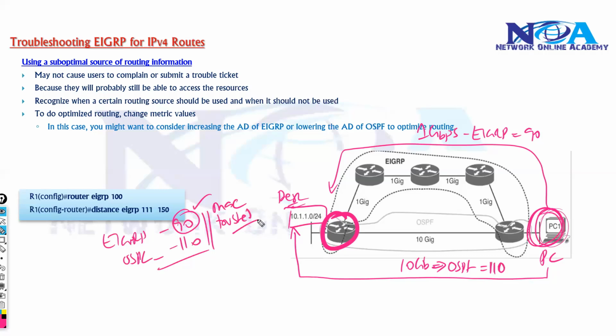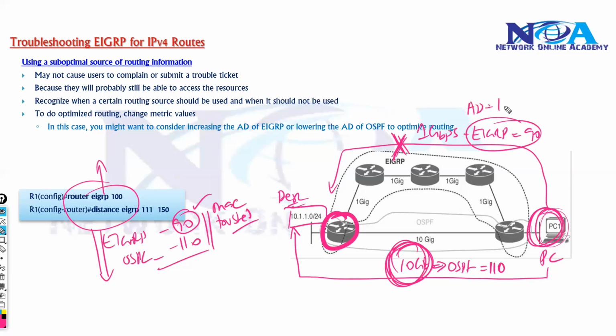Sometimes whatever best route is calculated by the routing protocol may not be the actual best path. Because if you see here, you may want to prefer this 10 gig link, not this EIGRP link. Maybe you don't want to use this. So in this kind of scenario, we can go ahead and modify the administrative distance value. Here, I can say that the EIGRP AD value should change to 111, something higher than this. That will ensure that when the router installs the route in the routing table, it installs these OSPF routes, the 10 gig link routes, and it uses this path to forward the traffic.